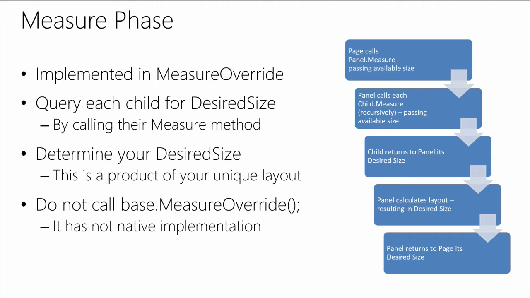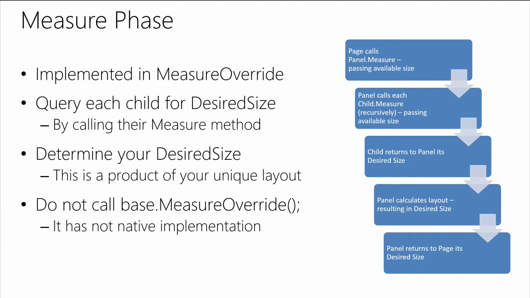And we start with the page calling your panel's measure or measurable. So that is the measure, and that's the built-in measure method. And that measure method then will call your measure override if you've implemented it. So measure will always be there, and measure override, if it's there, will be called as well. It must be virtual. Yeah, that's exactly right.